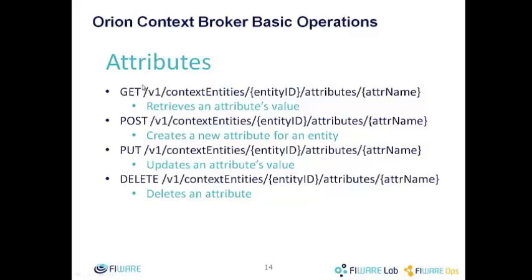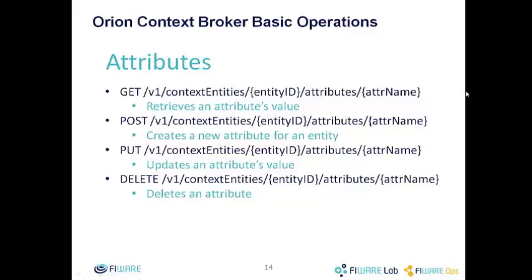For example, get context entities, the ID of the entity, and then attributes and the name of the attribute, which would give you the attribute's value. And if you do a POST operation, you can create a new attribute for a specific entity. You can PUT content, so to update an attribute's value, or you can even delete an attribute. If you do any of this using the REST client, you're going to get a response.